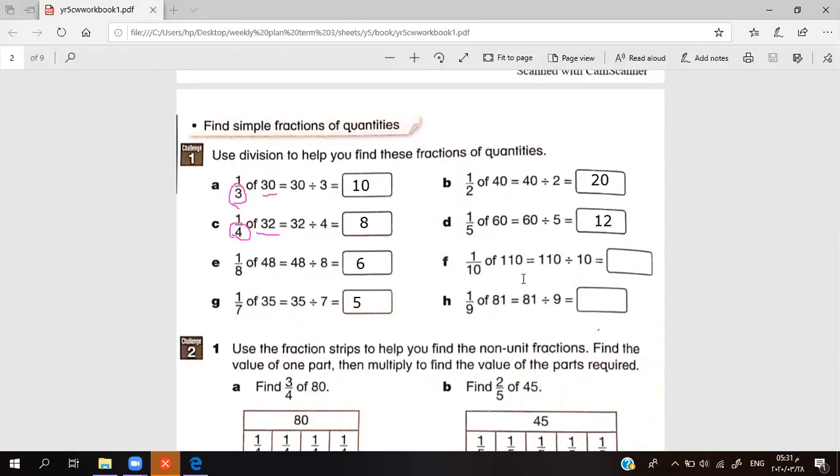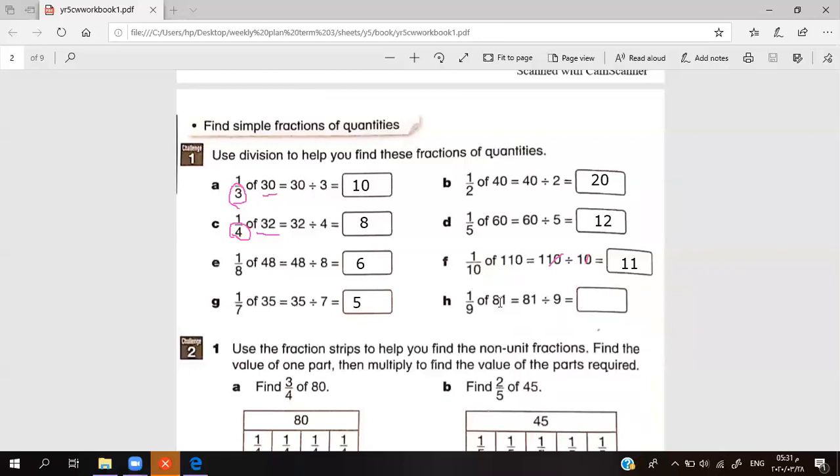But it's a 2. Here, 1/10 of 110. So I divide 110 by 10. The 0 will go with the 0, cross it with each other. So what's left is going to be an 11. In the division, I cross the zeros together. So what's left is 11.